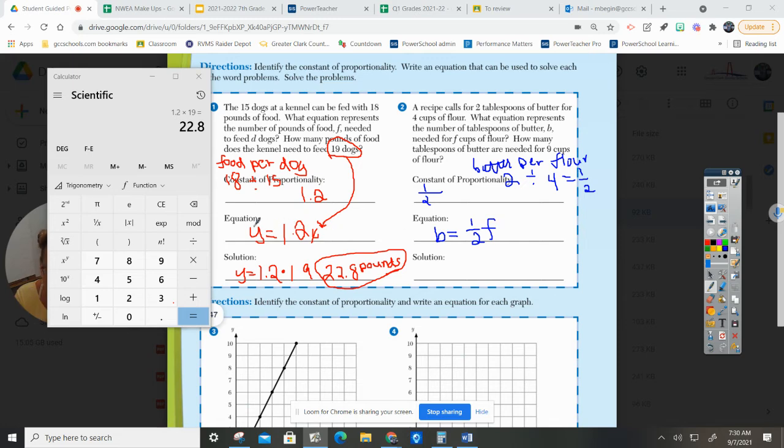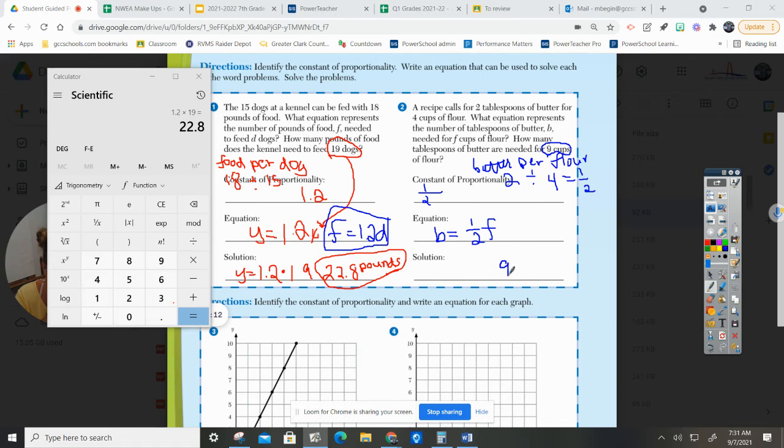Probably should have done that over here too because they had different letters, but I didn't, but I can. So food equals 1.2 times dogs. I know that I just shifted problems on you, but this should have been the equation over here, and this is the equation over here. So the final question on this one is how much for 9 cups of flour?